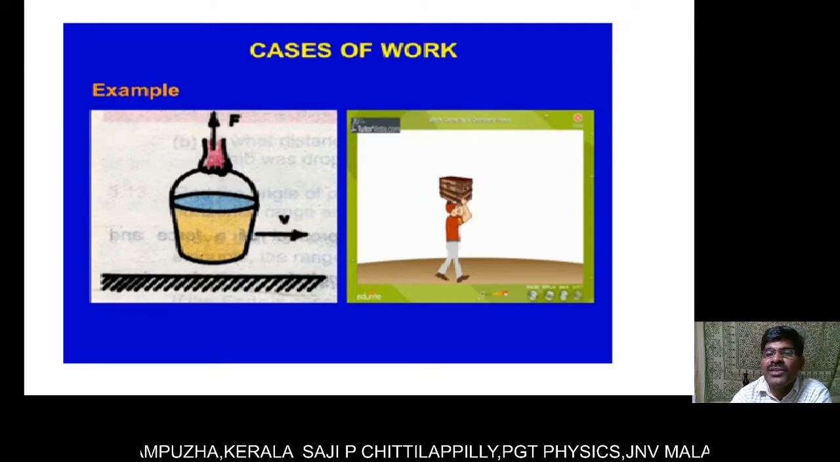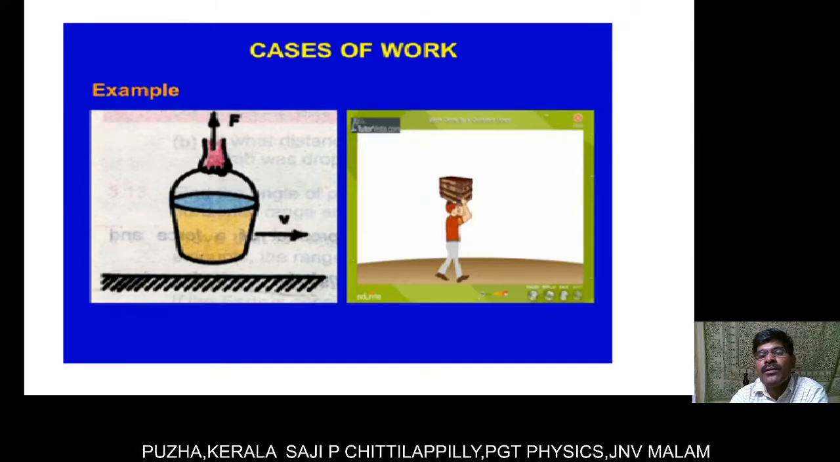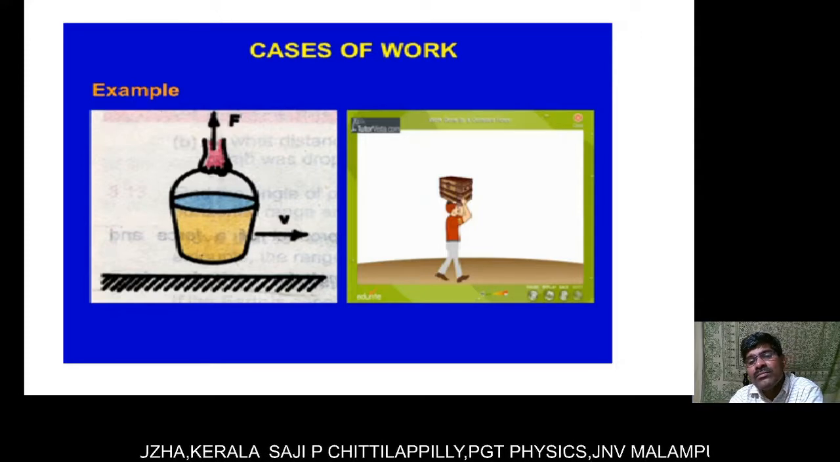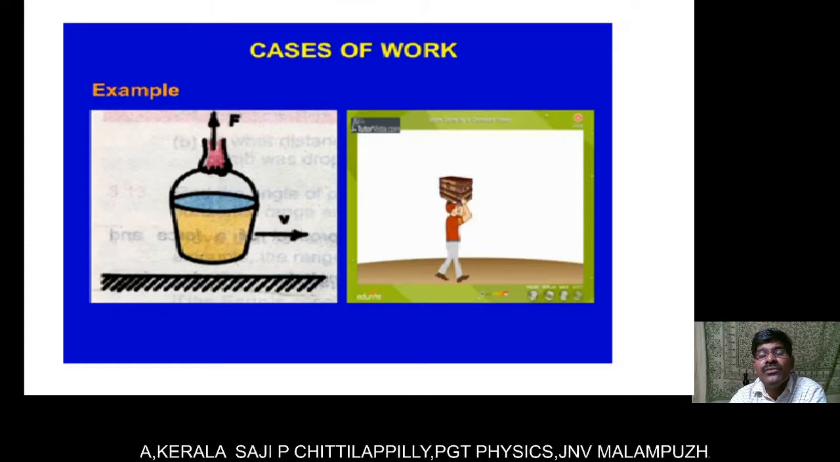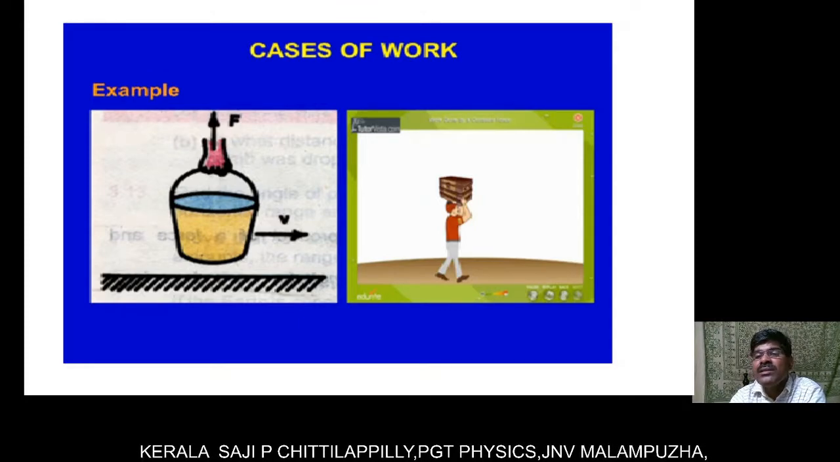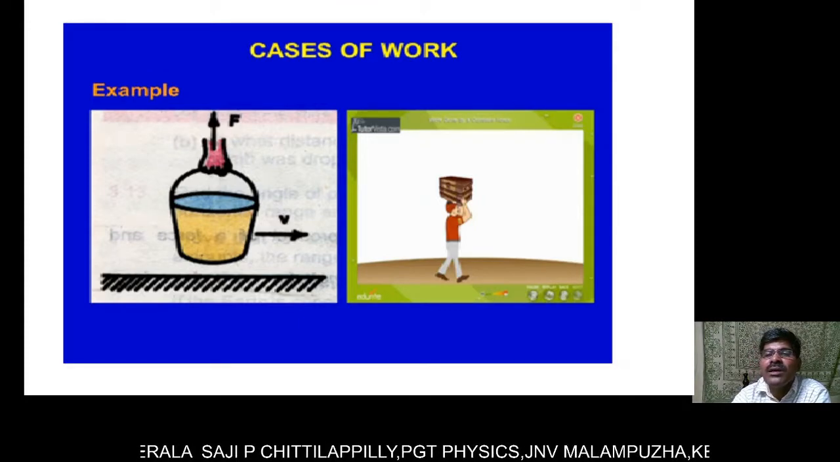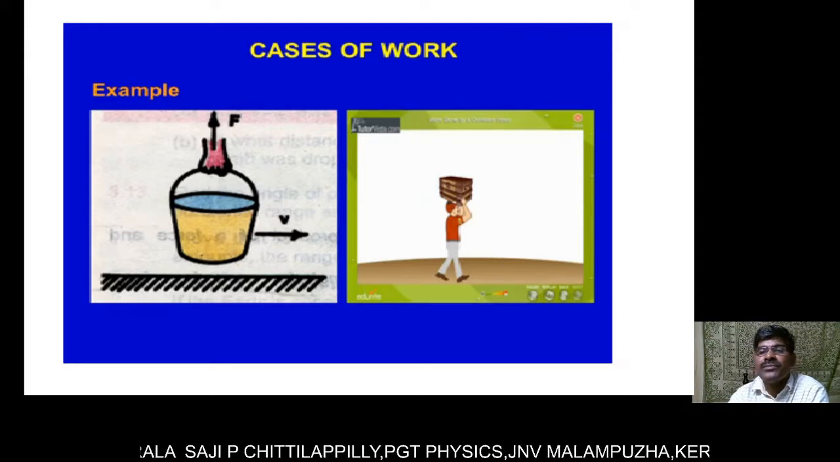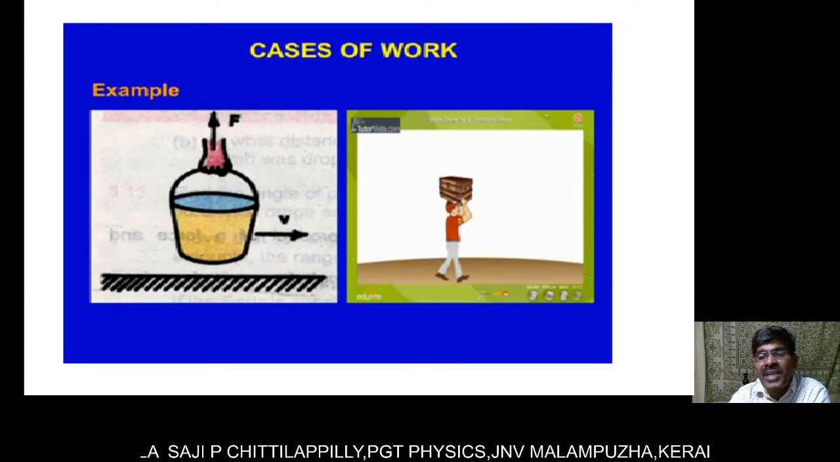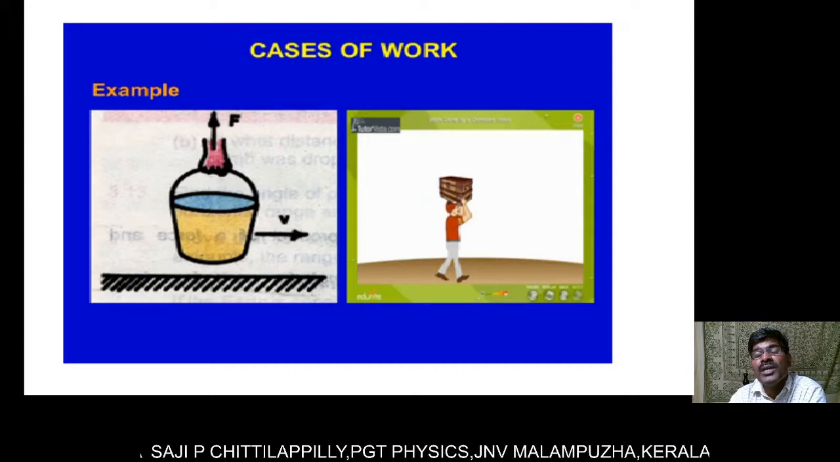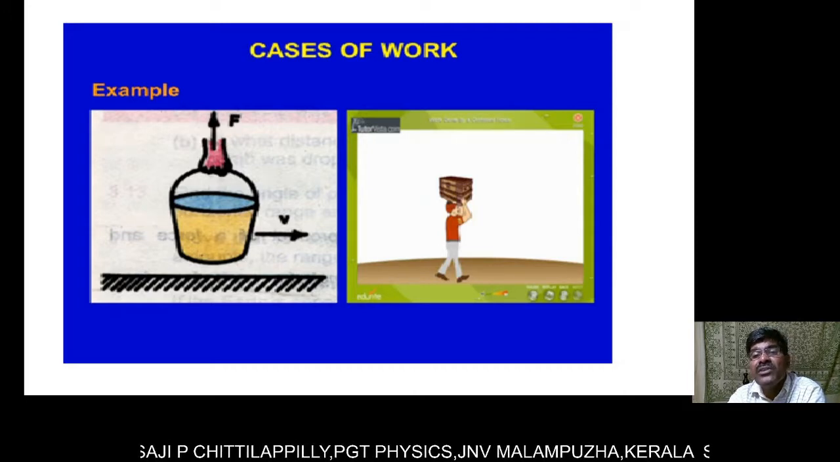We can see in both figures, work done by the lifting force is zero. Why? Force and displacement are perpendicular to each other. Angle between force and displacement is 90 degrees. Therefore, work done W is equal to Fs cos 90, which is equal to 0.